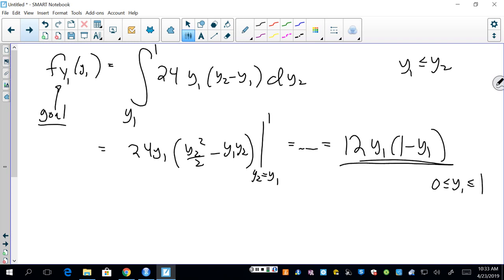So that ends up being the probability density for y1, which is the proportion of all the material that is this type A copper that they're excited about. And what does that look like?